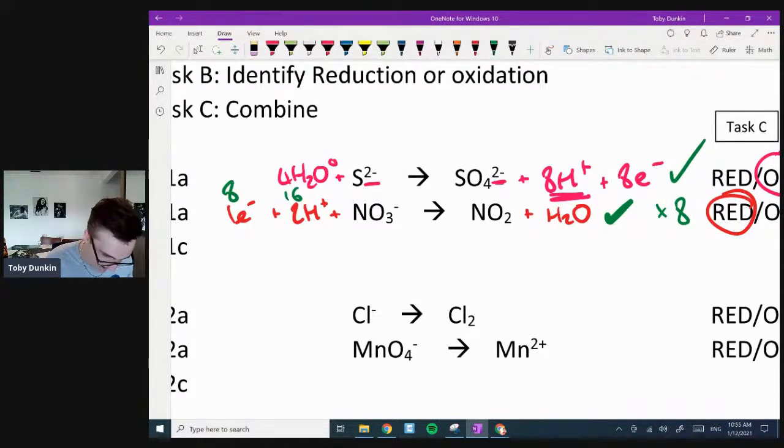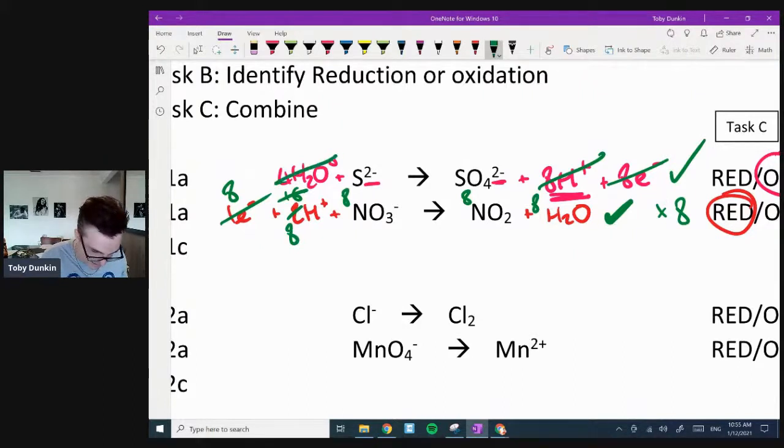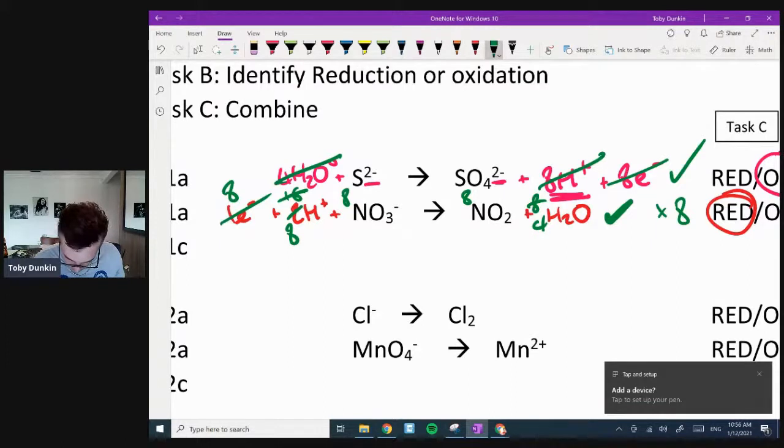8, and then 8, and then 8, and then put them all together. The electrons cancel. The H's all disappear from there. We're back to 8 of them. The waters cancel. They're all gone. We're down to 4.